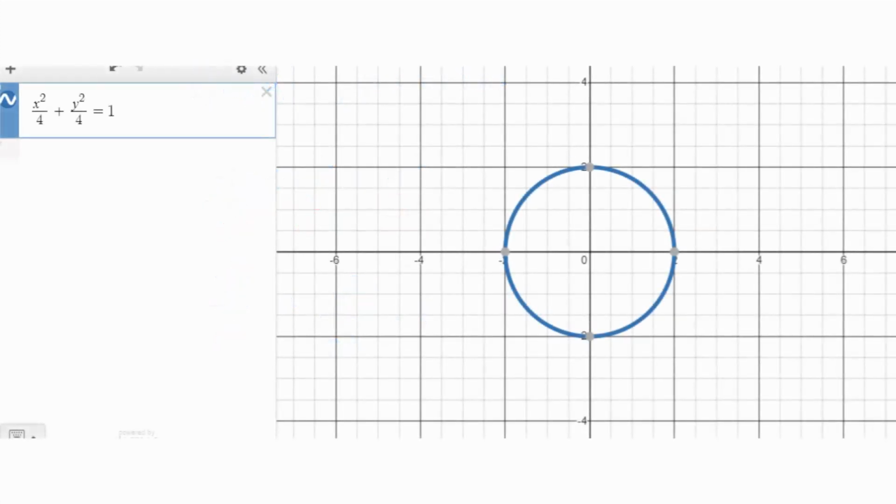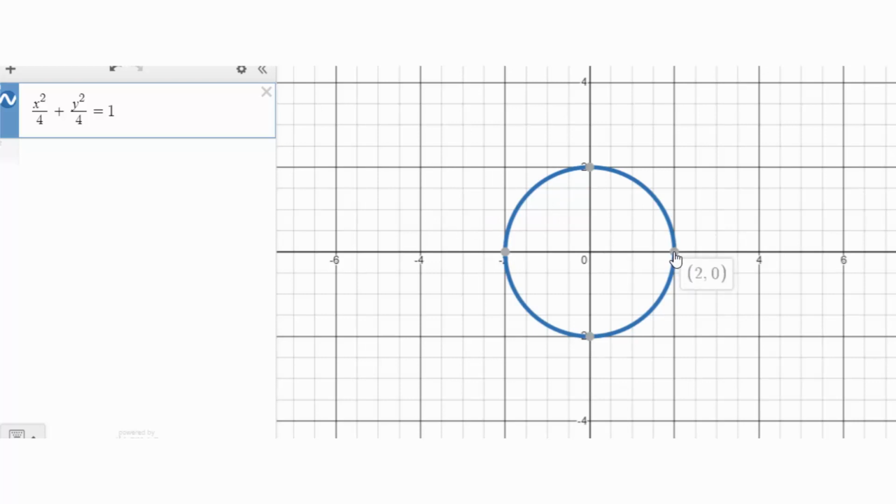To illustrate that an ellipse is just a warped circle, let's start with a circle, say radius 2, center 0, 0. And I've graphed that here on Desmos for you. x squared divided by 4 plus y squared divided by 4 equals 1. So that's in the form I was just talking about, where you divide by r squared. In this case 4, so the radius of the circle is 2. And you can see that's exactly what you get: a circle centered at 0, 0, radius 2.